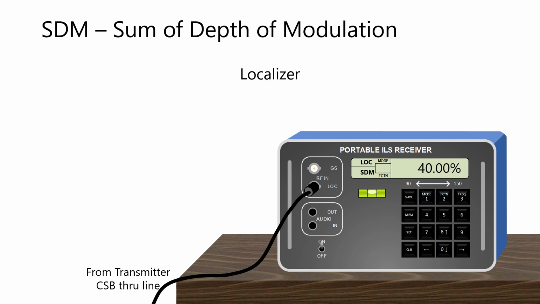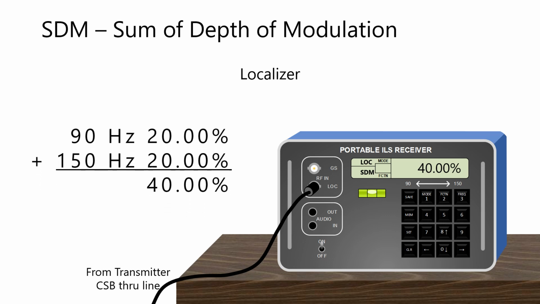Let's now discuss SDM as shown and read on a PIR. SDM measurements are expressed as a percentage and typically made at the transmitter only. SDM is the combined total of both 90 Hz and 150 Hz modulations. At the localizer, this is 40%. If the DDM was 0 DDM, this would result in 20% modulation each. And it's important to note that as DDM changes, the SDM does not.